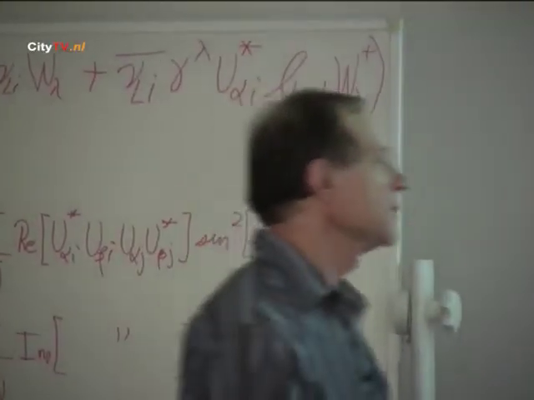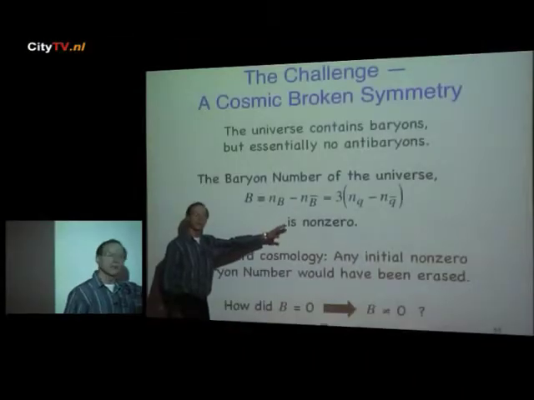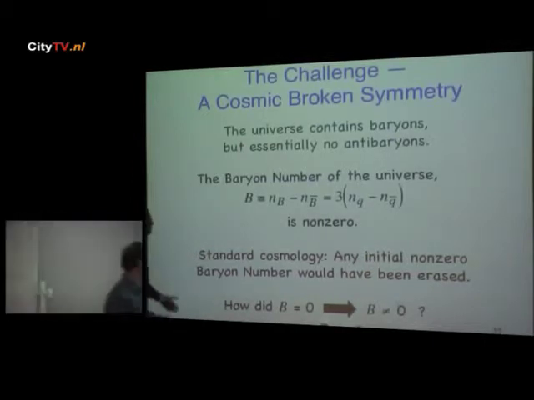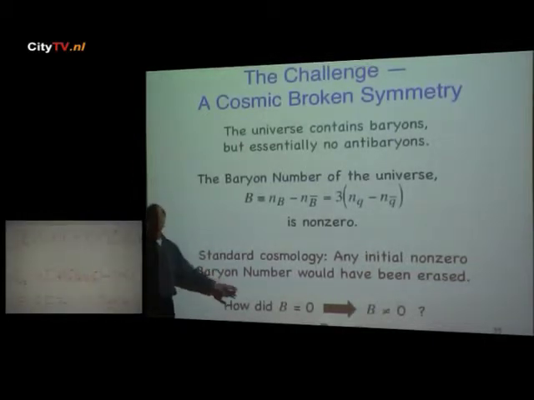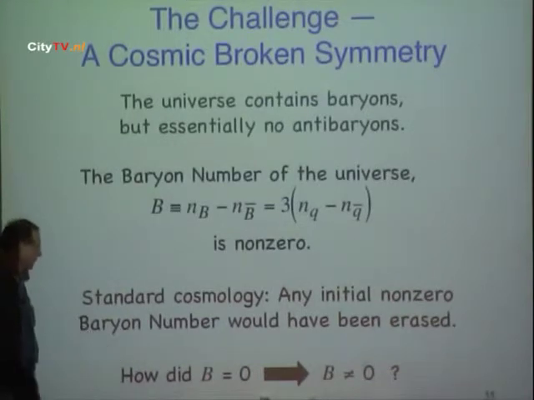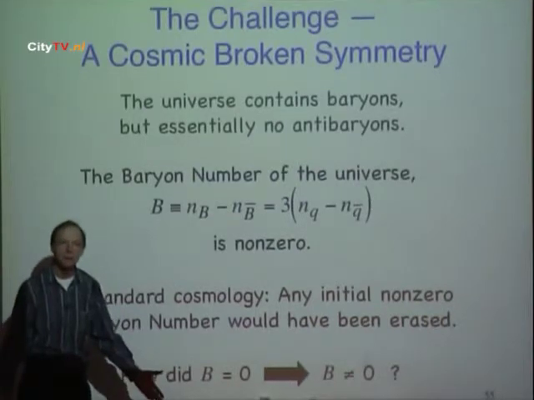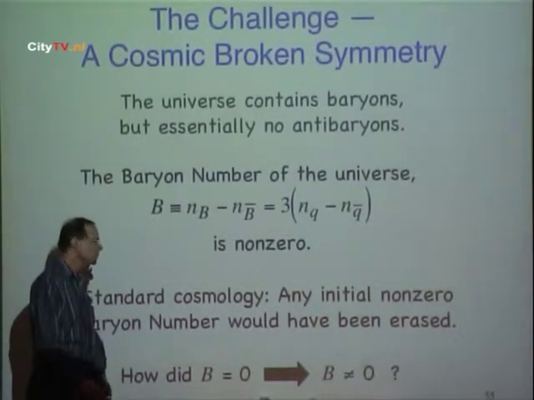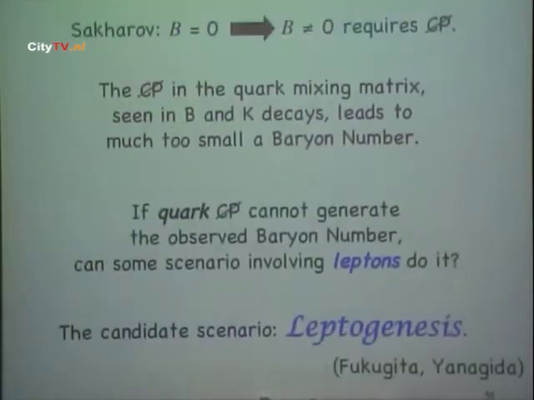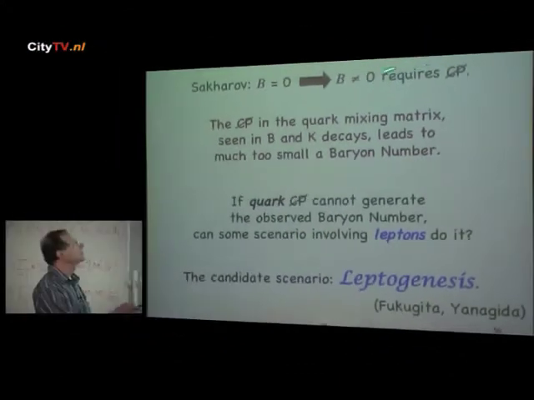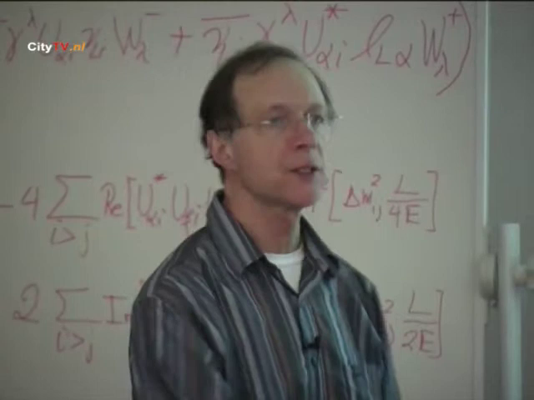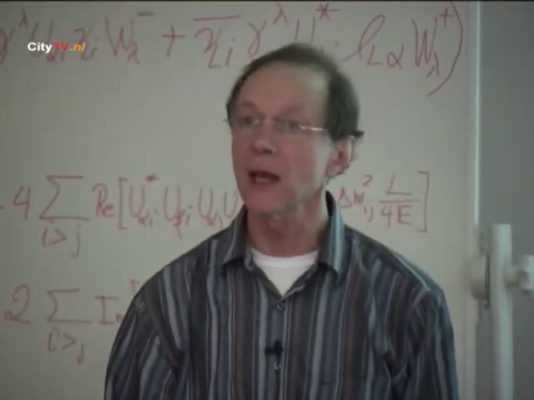Yet standard cosmology tells us that if this number had been non-zero right at the beginning, at the moment of the Big Bang, any initial non-zero baryon number would have been erased by several different physical processes. So shortly after the Big Bang, B was 0, and yet today it's not. How does 0 turn into not 0? Sakharov taught us long ago that this cannot happen without a violation of CP. That's sort of obvious. CP violation just means that matter and antimatter behave differently.